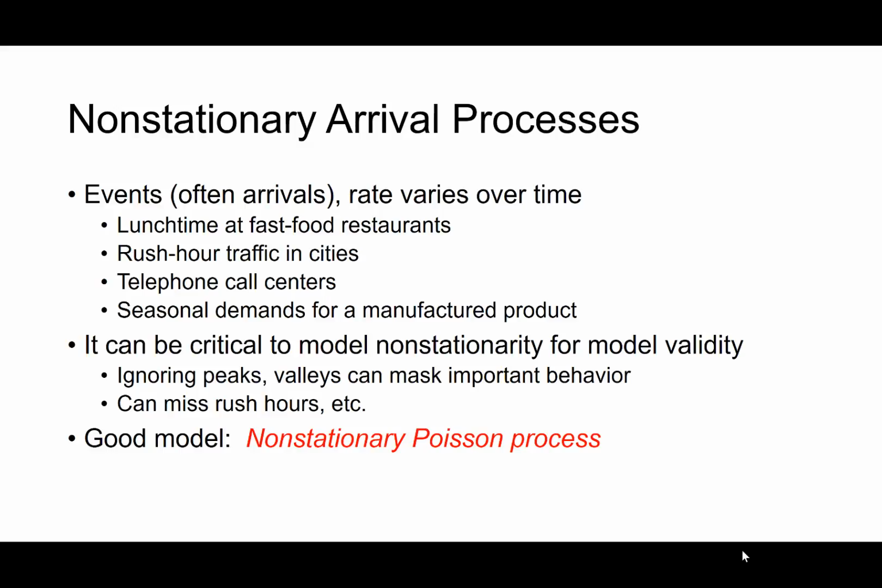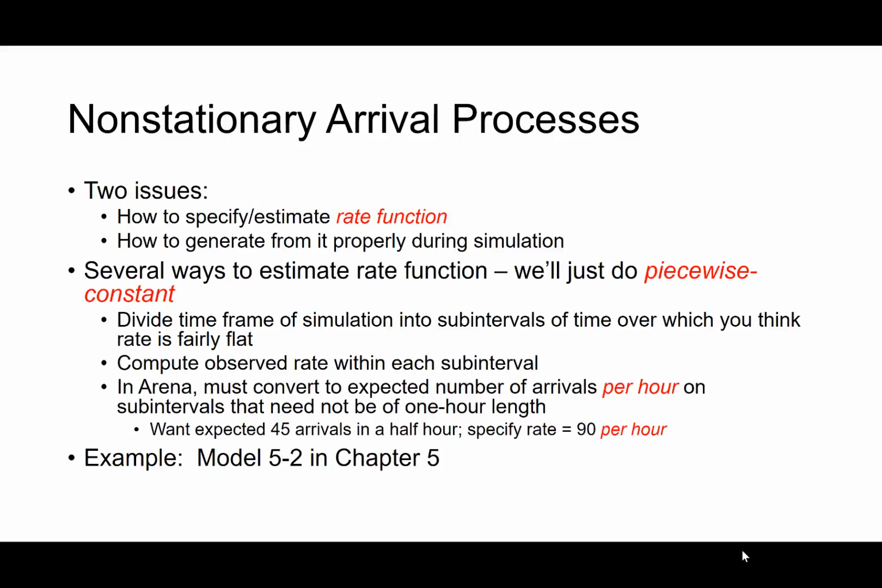It can be very important to model for this, because if you miss it, you will ignore peaks and bottlenecks within your model and get poor information from your simulation. So a good model would be to use the non-stationary Poisson process. A couple of issues: first of all, you have to specify the rate function if you're going to do that, and how to generate arrivals from it properly during simulation are things you have to figure out.